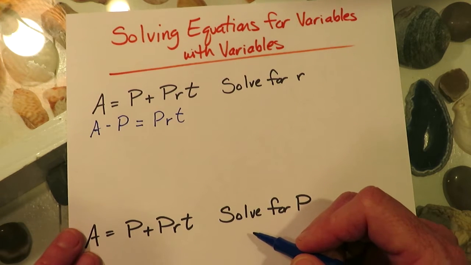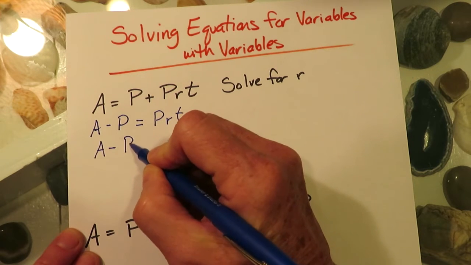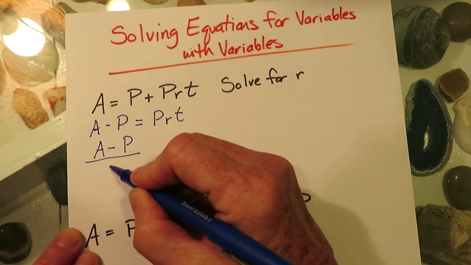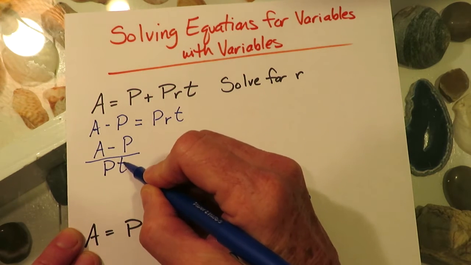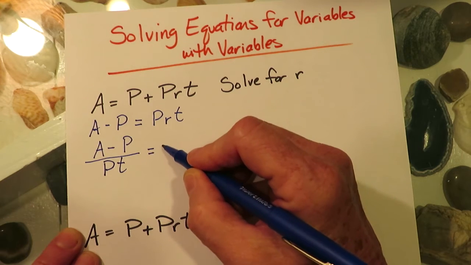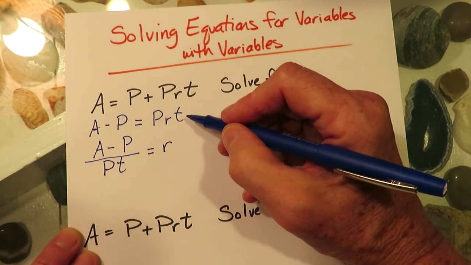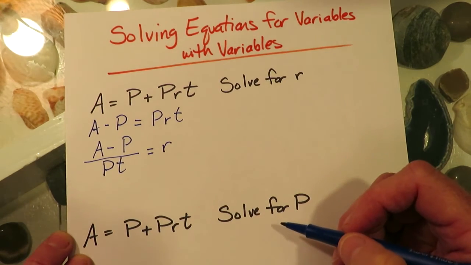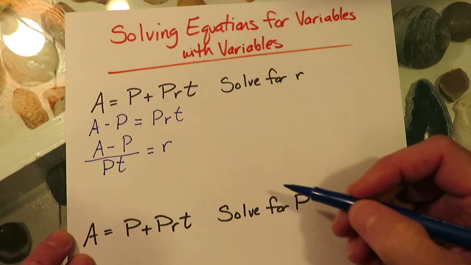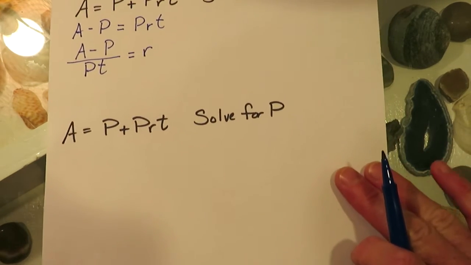I'm still trying to solve for R. R is being multiplied by P and T. So I want to undo multiplying. Undo multiplying means that I am going to divide. So I'm going to divide both sides by P times T. And when I divide this side by P times T, I will get R. And then A minus P will also have to be divided by P times T. So that's the formula solved for R. That would be my solution.